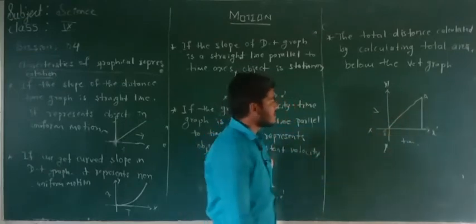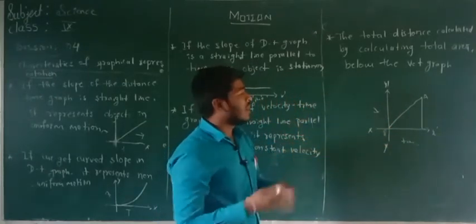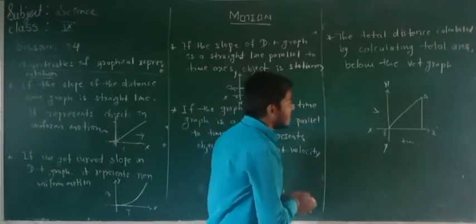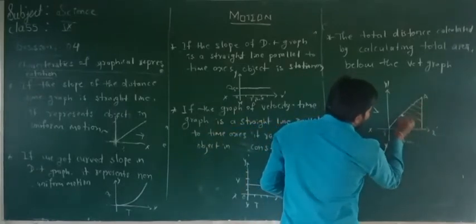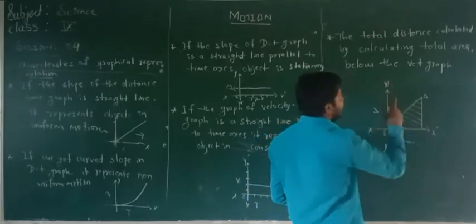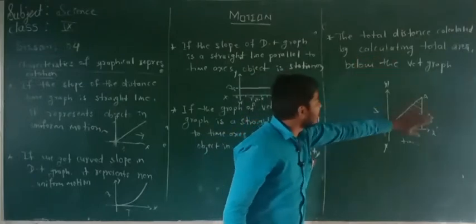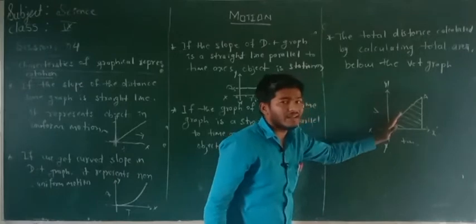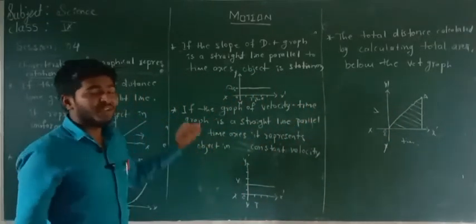See what it means: the total distance traveled by an object we are going to calculate by using the velocity-time graph. How? By calculating this area. If we get this area, we get the total distance covered by the object. So the total distance is calculated by calculating the total area below the VT graph. Is it clear? So these are the characteristics of VT and DT graphs.